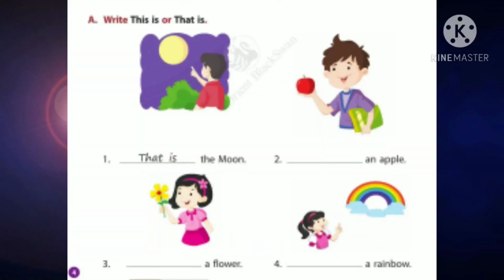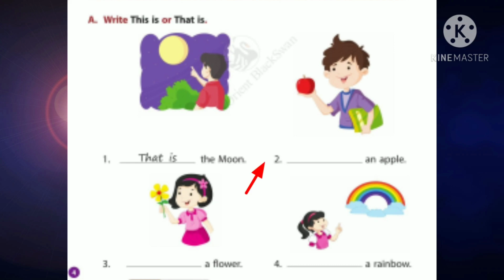All of you take page number 4. Section A. Write this is or that is. First question. Dash the moon. Yes, the boy is showing the moon. The moon is far away from the boy. So the answer is that is. It is already given. That is the moon.